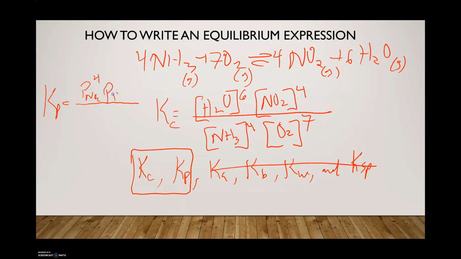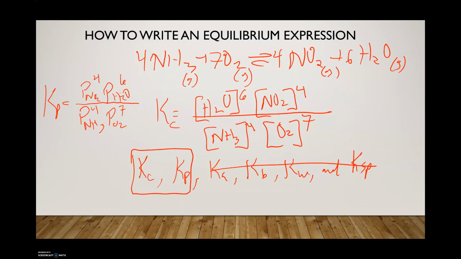We'd have the partial pressure of H2O to the 6th power divided by the pressure of NH3 to the 4th power, and then the pressure of O2 to the 7th power. So we see that there's a small difference between K sub C and K sub P.